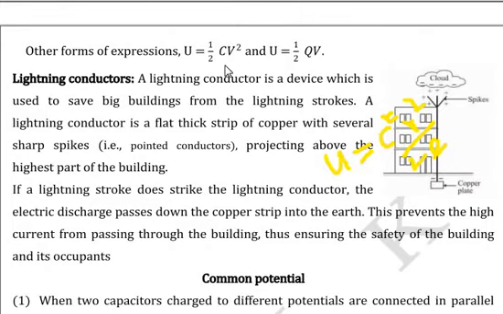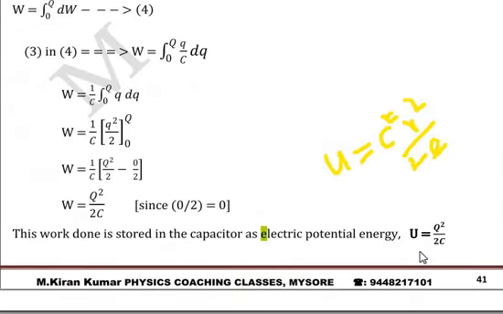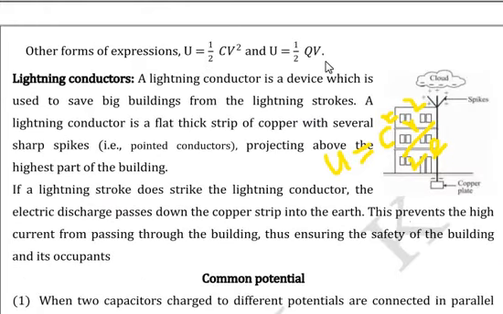See, half CV square. Also it will be half Q into V, because you know that Q square by C, and you know that C is Q by V, capacitance is charge by potential, or V is Q by C. So you can also write it as half into Q into V. That's what is being written here.